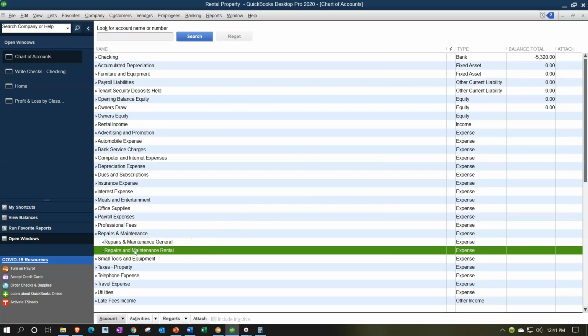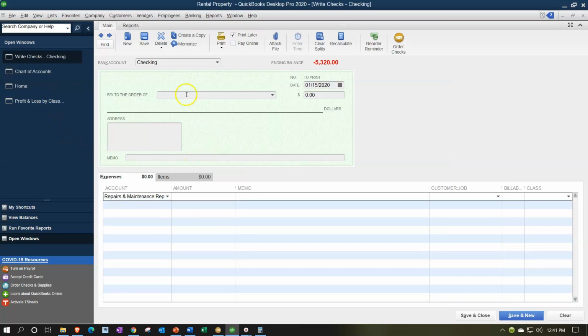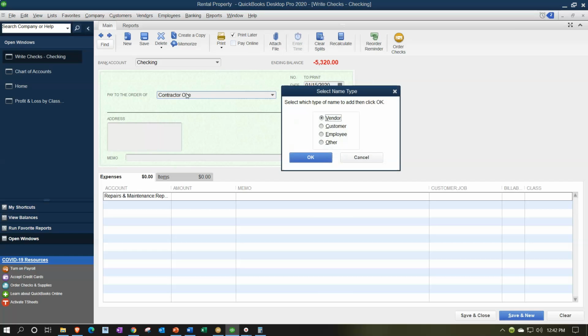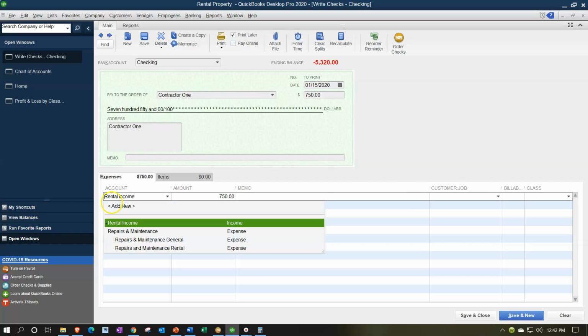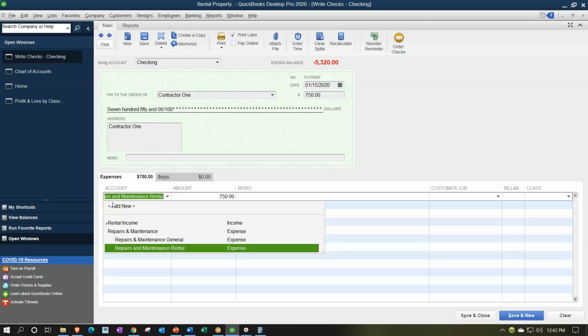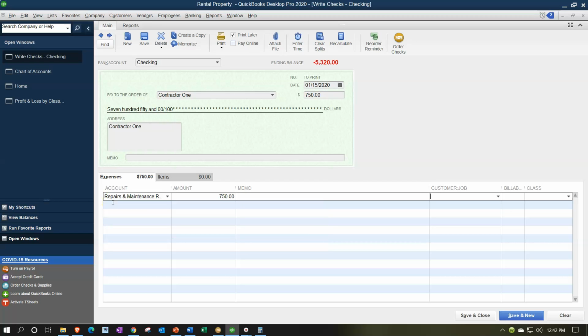So now we've got that broken out inside here. And so now if I write my checks, I could say, okay, this is repairs and maintenance. We put this to the contractor 1. Contractor, we paid the contractor for repairs of, let's say, $750. And let's say this one went to repairs and maintenance for the rental property specifically. And so we're going to put that to the rental property. So that just goes to business.